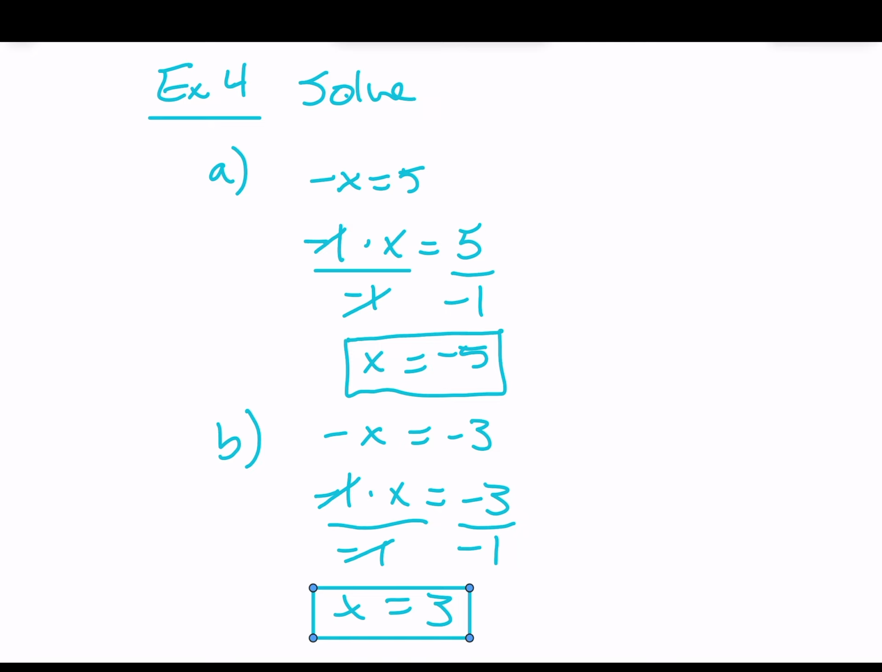coefficient. Okay, now let's combine using both the addition property of equality and the multiplication property of equality in an example. Example 5. In this example, we want to solve the equation 4x plus 3 equals 27 for x. Okay, so it's 4 times x plus 3 equal to 27.